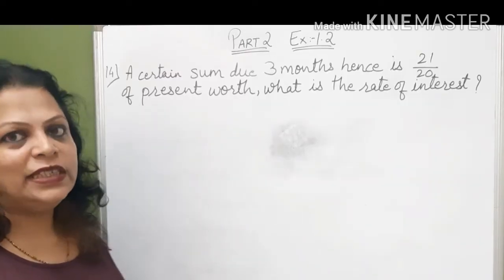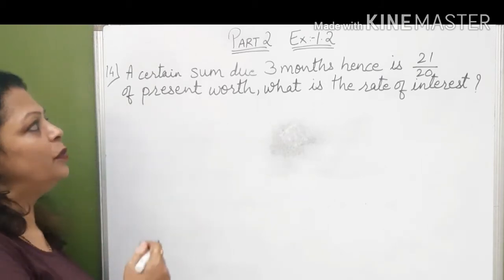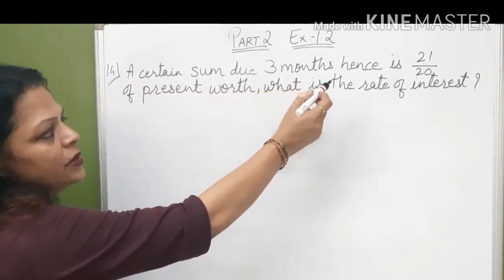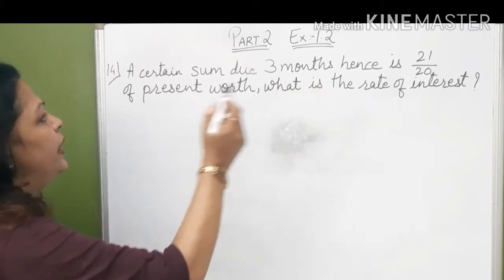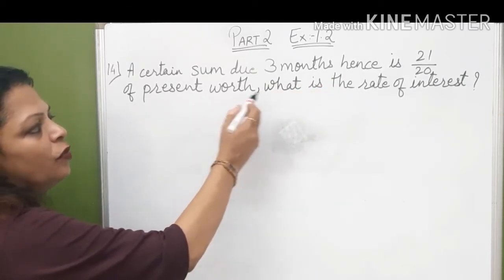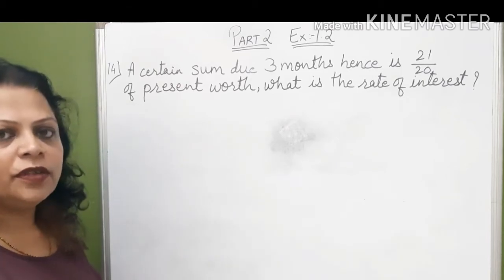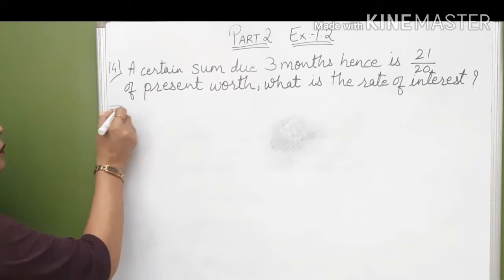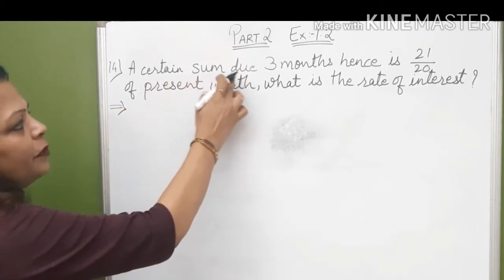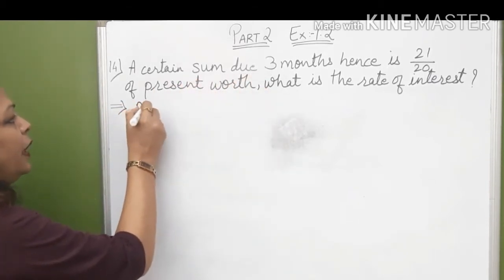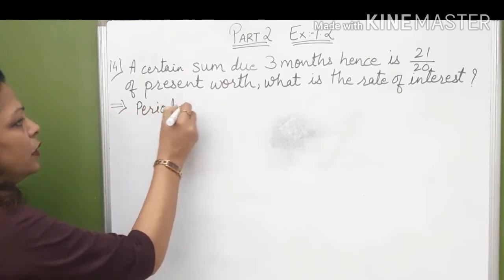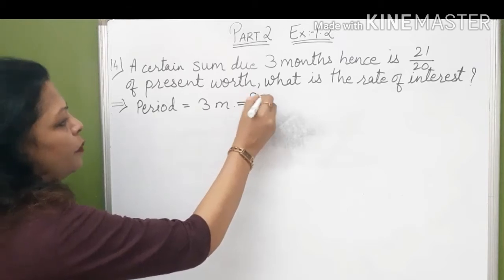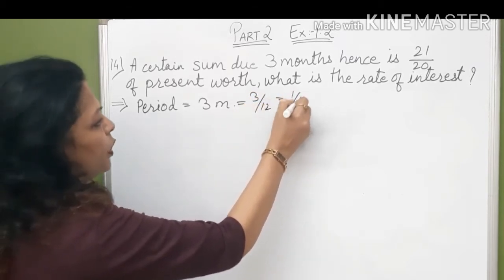So now the 14th sum of exercise 1.2. A certain sum due 3 months hence is 21 upon 20 of present worth. What is the rate of interest? See, very short and simple sum, very easy it is. Let's write. What they are given? A certain sum due 3 months. That means period is 3 months. That means 3 upon 12. So 1 upon 4 years.